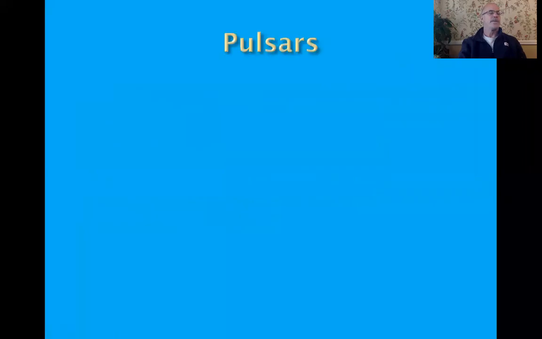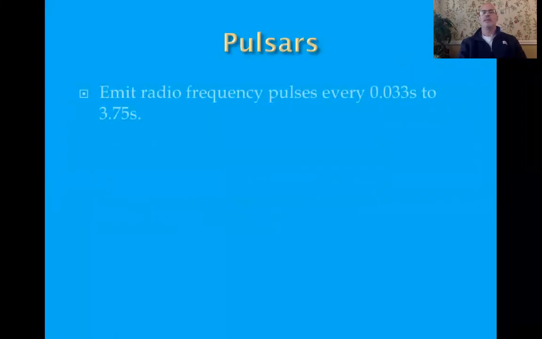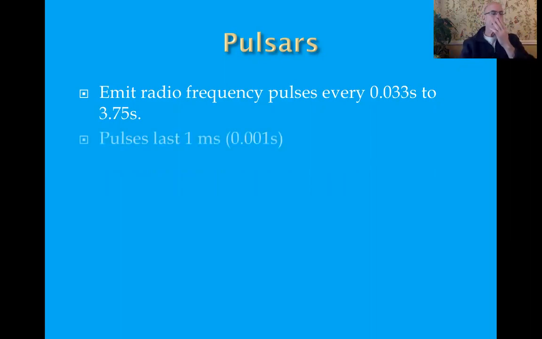Anyway, so what is a pulsar? Basically, pulsars emit radio frequencies every 0.033 seconds to 3.75 seconds. I guess that's the range that we have discovered, at least up until now. The pulses last around 1 millisecond, and they are to atomic clock precision. In other words, you can literally set an atomic clock by the regularity of the pulses of a pulsar.